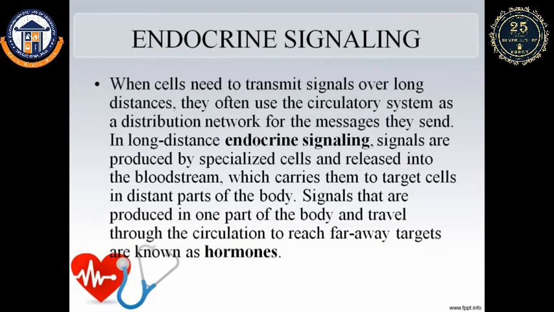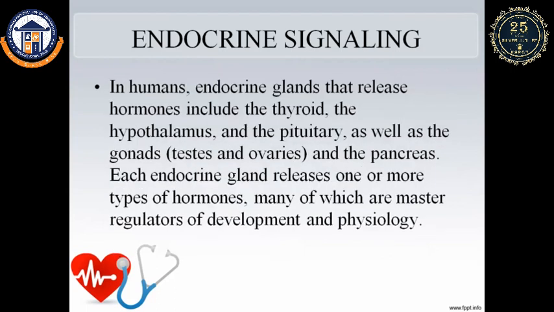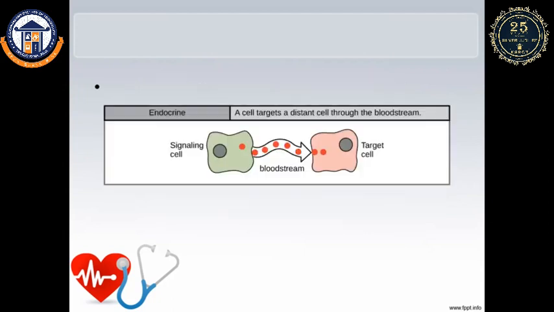In endocrine signaling, the cells transmit signals over a long distance through the bloodstream, and the signal can bind to the target cell's receptor, which is far away. It also takes place in the process of hormones. The hormone-producing glands include the thyroid, hypothalamus, and pituitary, as well as the gonads and pancreas. Each endocrine gland releases one or more types of hormones.